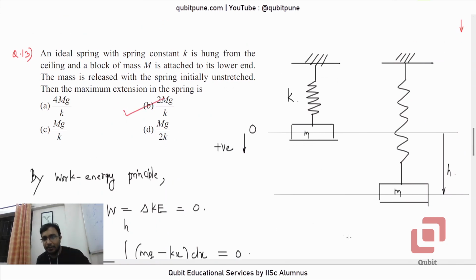Maybe I should write a note here. When delta is maximum, that means h, the spring elongation, is maximum, and M is stationary. So the change in kinetic energy will be 0, because initially it was just released, so there was no velocity initially either.